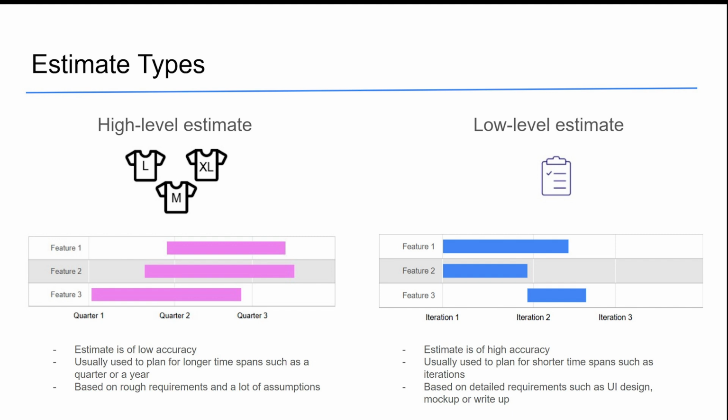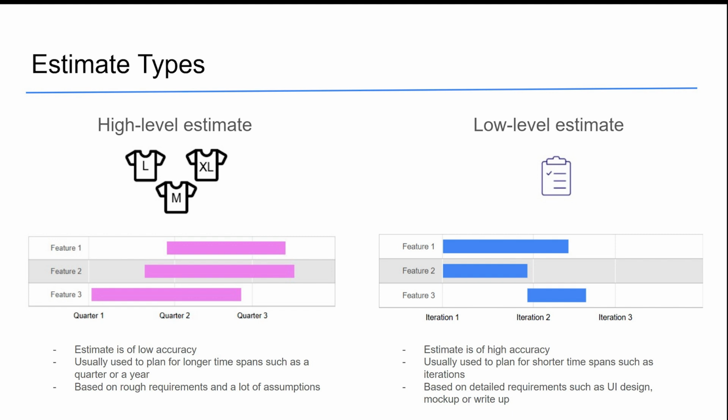Low-level estimates, on the other hand, are estimates that are used for later phases of a project. For example, this can be an estimate before the beginning of a 2-week sprint or an iteration. It can be used to schedule the immediate work for the development team. Low-level estimates require a more serious dive into the project or feature requirements to understand the business context. It should contain UI design, mockups, or detailed write-up specifications that will allow us to cut the feature into smaller pieces.